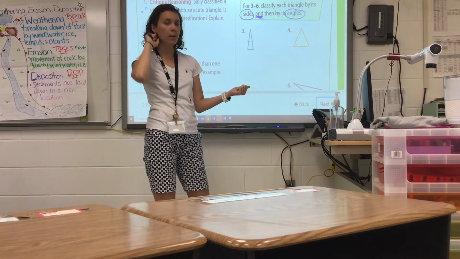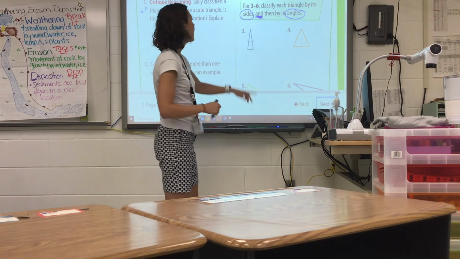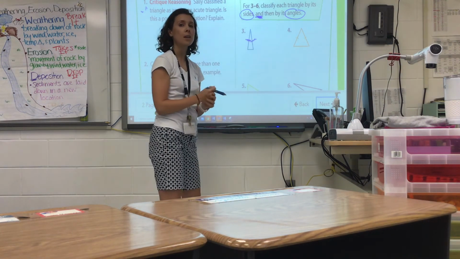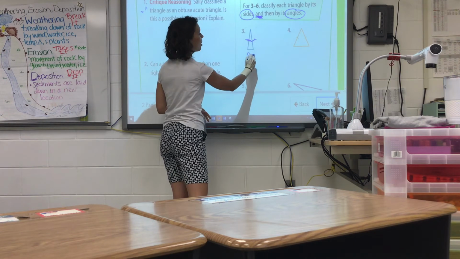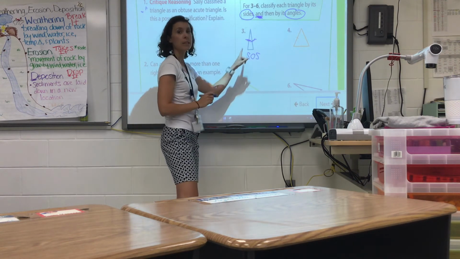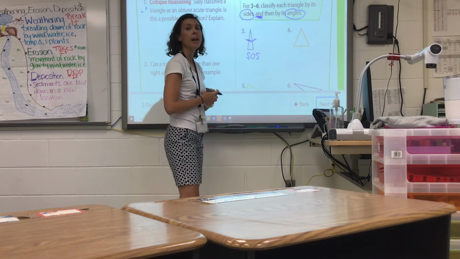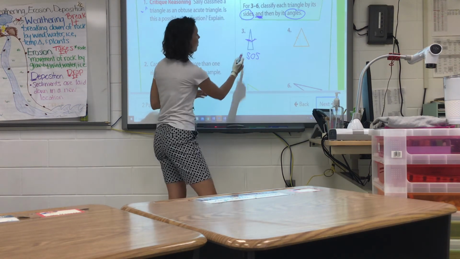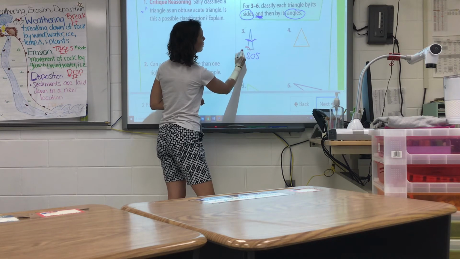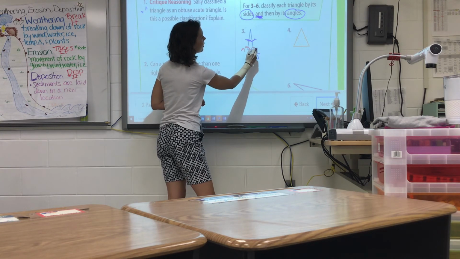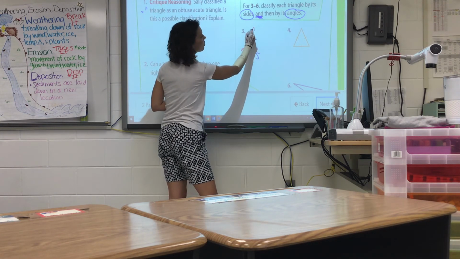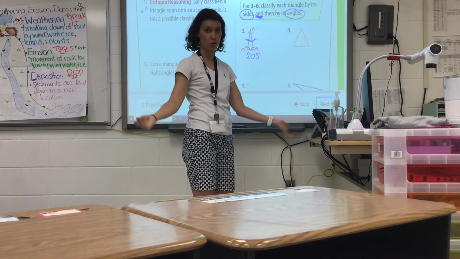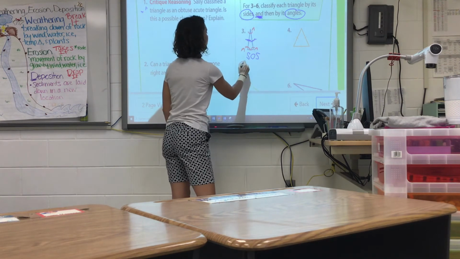So first, let's think about our sides. Our sides, we have two that are the same. This would be isosceles because of the S-O-S, right? So this is an isosceles triangle. Now we need to look at the angles. I'm going to use a different color. So here I have an angle, which is acute. This is acute. And this is acute. All of my angles are acute, so this would be an acute isosceles triangle. Okay?